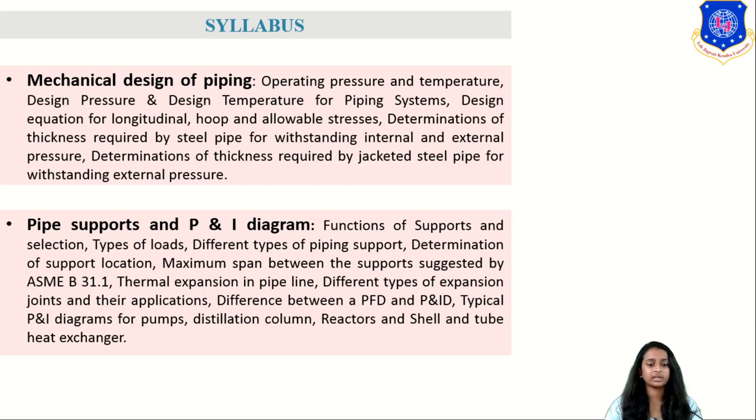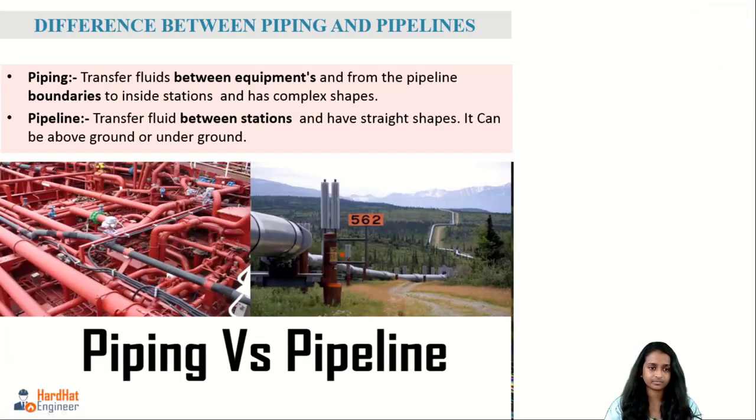Then difference between process flow diagram and piping and instrumentation diagram. Then typical P&ID diagram for pump, distillation column, reactor and shell and tube heat exchanger. This was the syllabus of piping design.